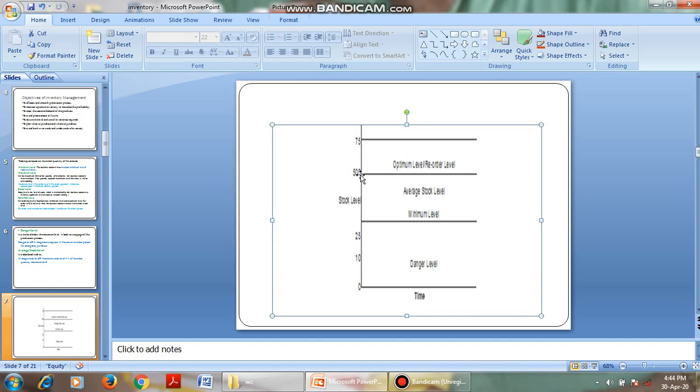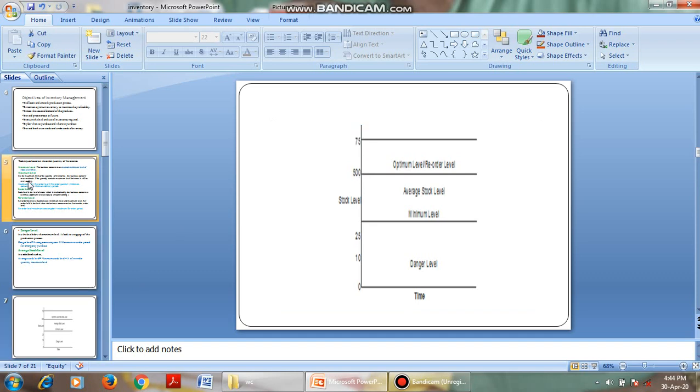At this point, again we have to go for an order to purchase new material. That is called reorder level. That is the danger level: if the stock is 10, 15, 20, 25, it is the danger level. At 30, it is the minimum level. At 40, 45, it is the average stock level. Reorder level is at 50. If the raw material in our company is 50, again we have to go for an order of new raw material. 75 is the maximum level.